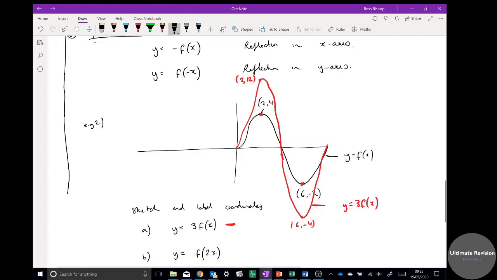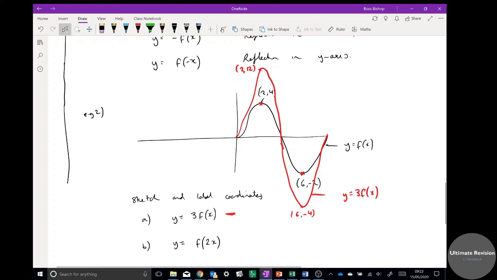The second one, all we're doing is shrinking the x coordinates. We're halving all the x coordinates. I'm going to do this one in blue. So this coordinate's going to go here, which will be (1, 6). This coordinate's going to go here, (3, -2). And the whole thing is just going to shrink by scale factor one half. We don't actually know what happens after here. I'm going to have to stop there, I'm afraid.